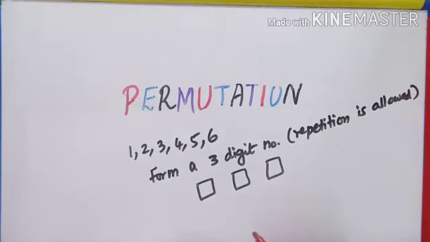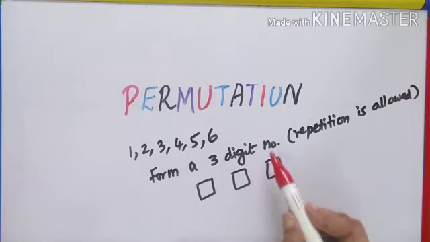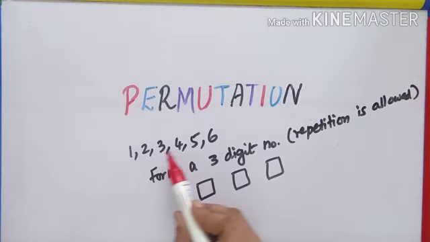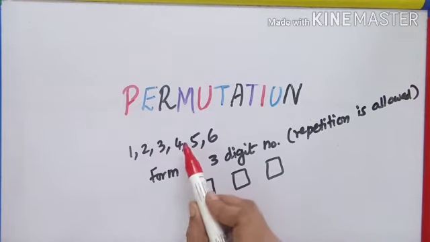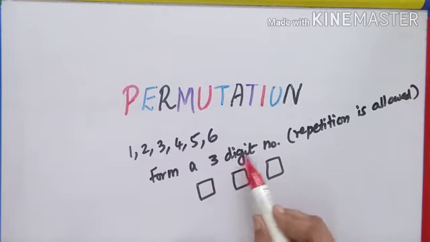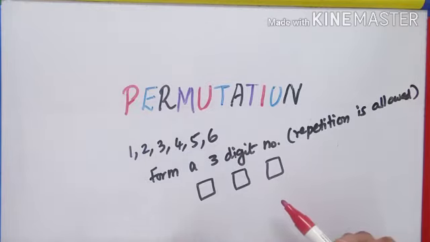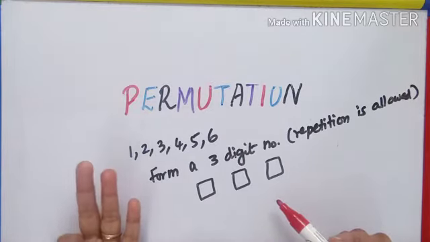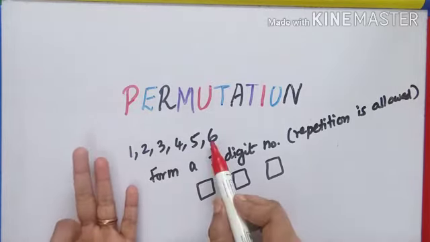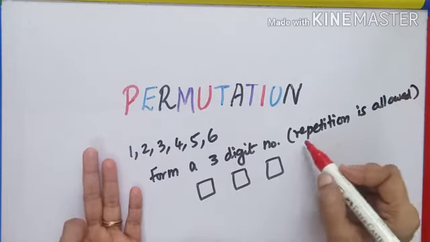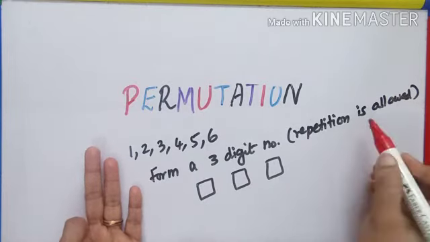The next idea: given 6 digits, you want to form a 3-digit number. How many numbers are given? 6. What do you want to form? A 3-digit number. That means at a time, maximum I can take 3 numbers from here. In this case, repetition is allowed. What do you mean by the word repetition?